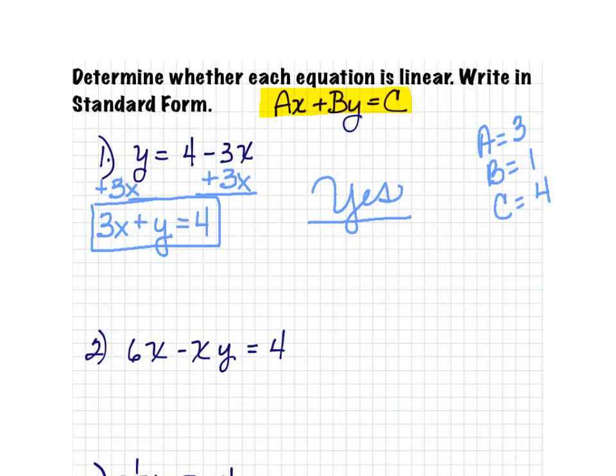Okay, copy down number 2: 6x minus xy equals 4. Again, we're trying to determine whether the equation is linear, and if you can write it in standard form, then you know it's linear, if it meets all the criteria of the standard form of the equation. So as I look at number 2, I notice that I have x and y together in one term. So the answer here is no, this is not a linear equation, and so I can't write it in standard form.